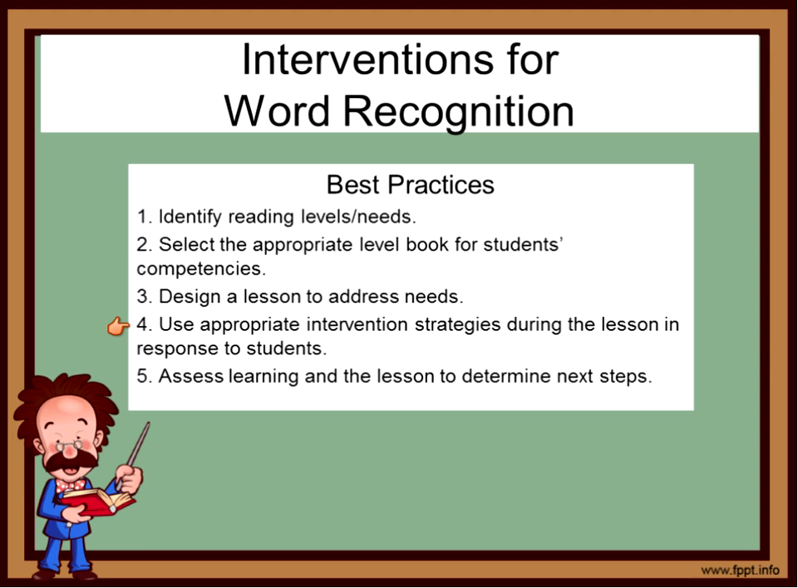Use appropriate intervention strategies during the lesson in response to students, and assess learning in the lesson to determine the next step. So obviously, if you see something that's not quite going right in your lesson, you might need to change pace and try something different. In the area of word recognition, those lessons really need to focus on direct instruction of cueing strategies, and I'll go over those in just a second.